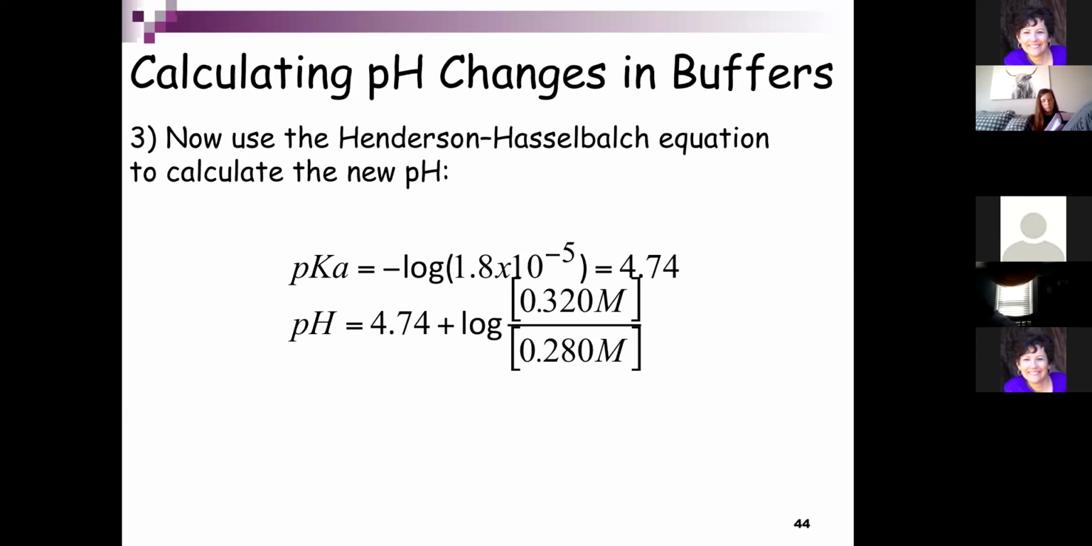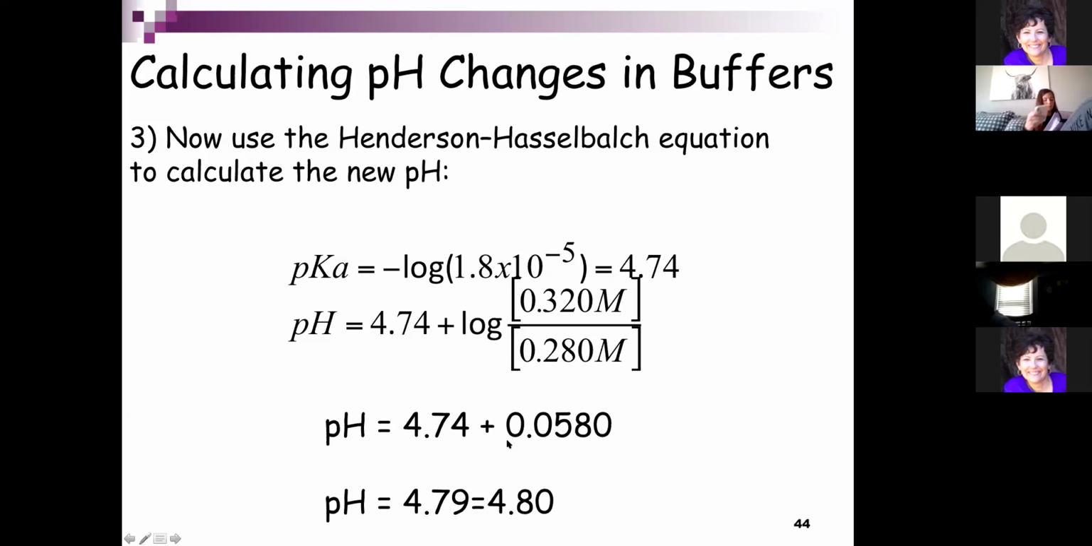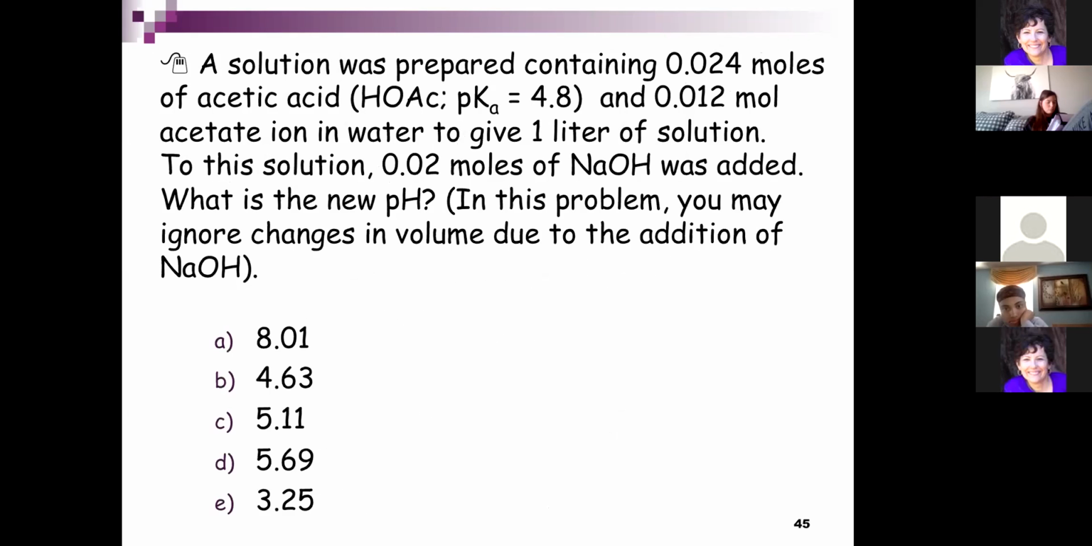What do you get? 4.8. 4.8, you got it. So we saw this time that our numerator was bigger than our denominator in our fraction that we take the log of. So we know that that value is going to be positive. So we know we're going to go from 4.74 up to 4.8. Okay, awesome. So we have seen how we can adjust the pH of a buffer by adding an acid in this case.